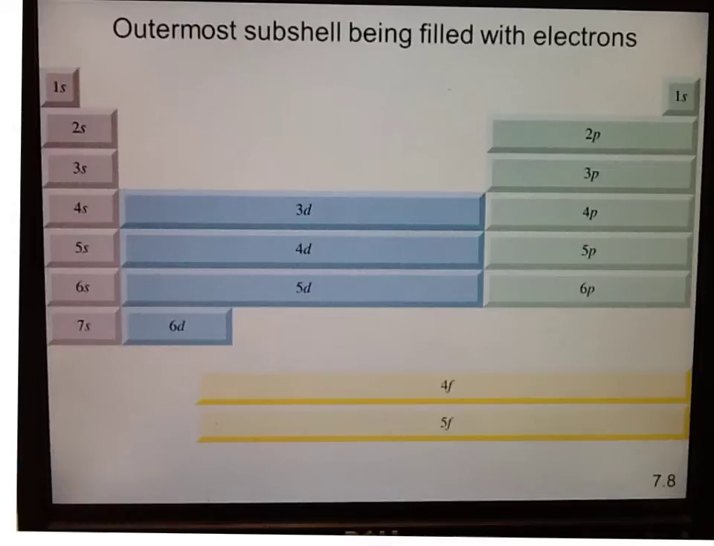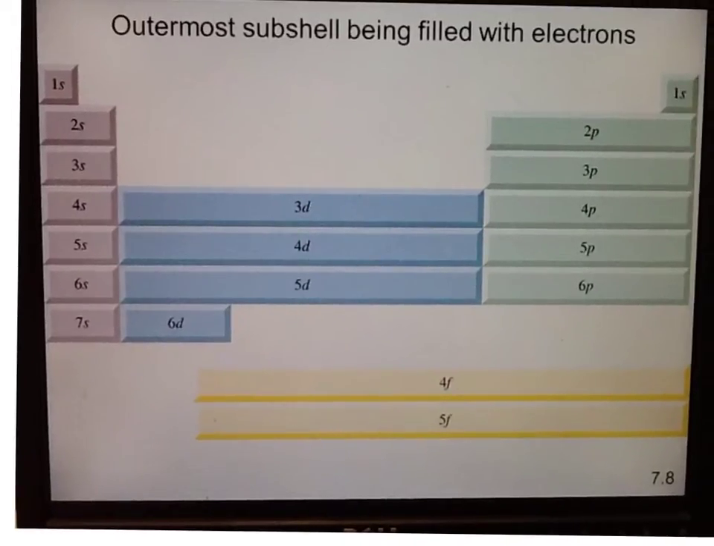Okay, this is a video on section 7.9 of the building up principle. The building up principle is also known as the Aufbau, which generally means building up.